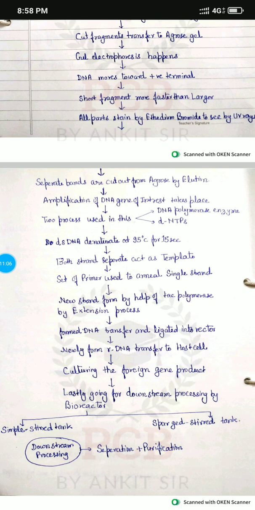Lastly, downstream processing takes place with the help of a bioreactor. Bioreactor is of two types. One is a simple stirred tank. Another is a sparged stirred tank. Sparged means just like foam, for example fog, and in the simple one it is going to be stirred like that. The digester is also there, the purifier is also there. So downstream processing is, firstly, the product is taken out and separated, then it is purified and then marketed.